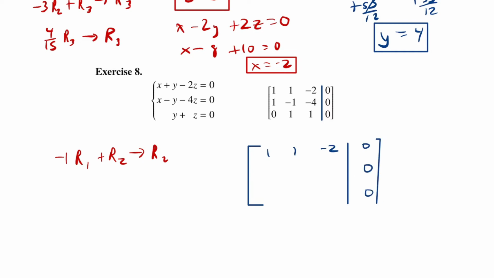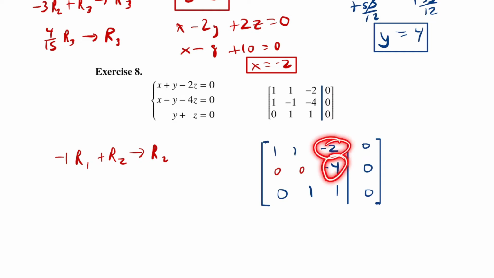Okay, 1, negative 1, negative 4, 0, 1, 1. All right, so if you multiply this by negative 1, add it to this, it's going to become 0. Let's try that again. So that would become 0. This would become 0. This would become 2 minus 4 is negative 2. And that's going to stay 0.